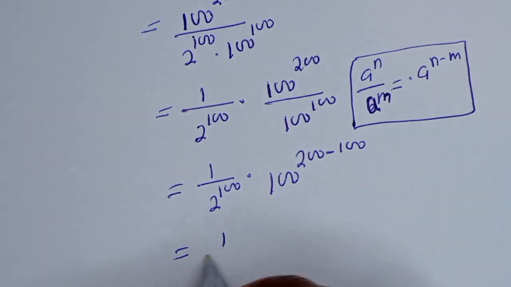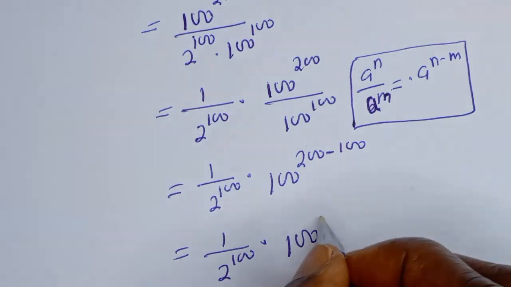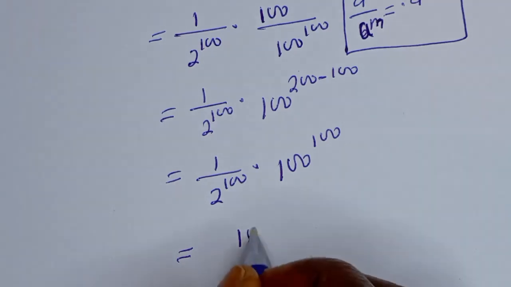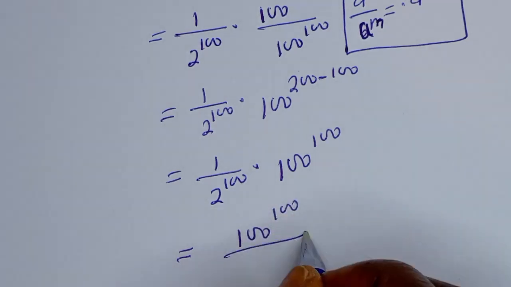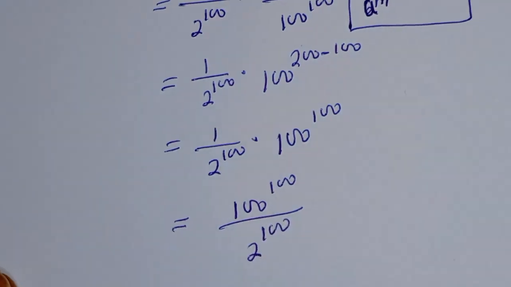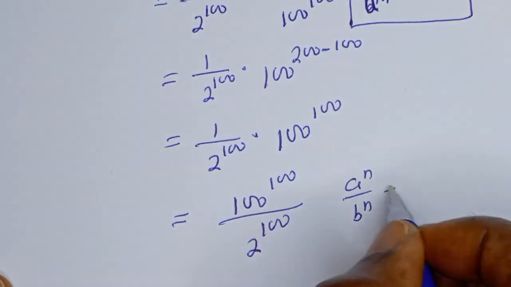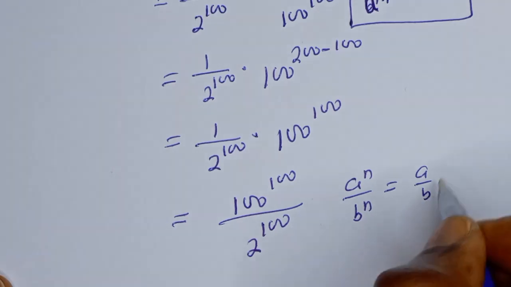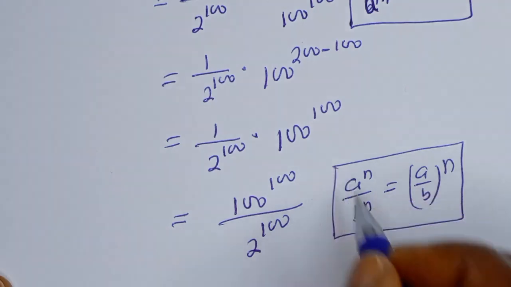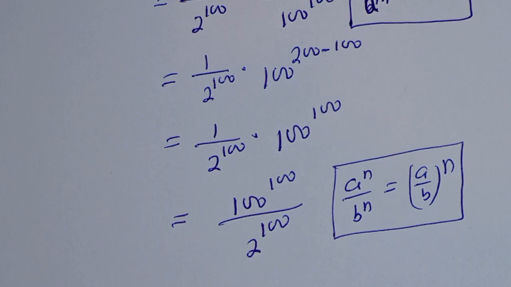Then here is equal to 1 over 2 to the power of 100 multiplied by 100 to the power of 100. Then equal to 100 to the power of 100 divided by 2 to the power of 100. If you have A to the power of n divided by B to the power of n, this is equal to A over B to the power of n.